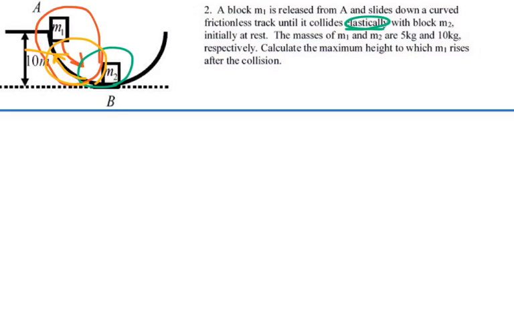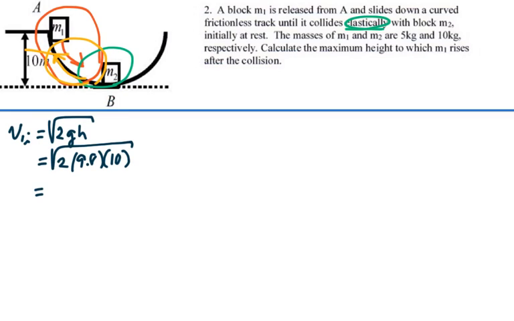First of all, conservation of energy. What is mass 1's initial speed right before it hits mass 2? That is going to be equal to the square root of 2gh, for starting from rest and going down a certain height h. That's the square root of 2 times 9.8 times 10 meters, the square root of 196, which is 14 meters per second. Sounds good.